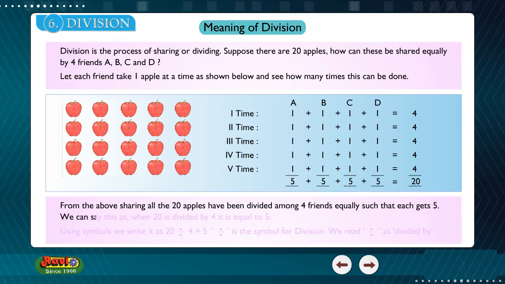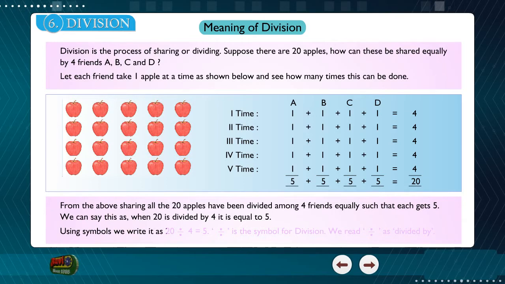We can say this as, when 20 is divided by 4, it is equal to 5. Using symbols, we write it as 20 ÷ 4 = 5. ÷ is the symbol for division. We read it as divided by.